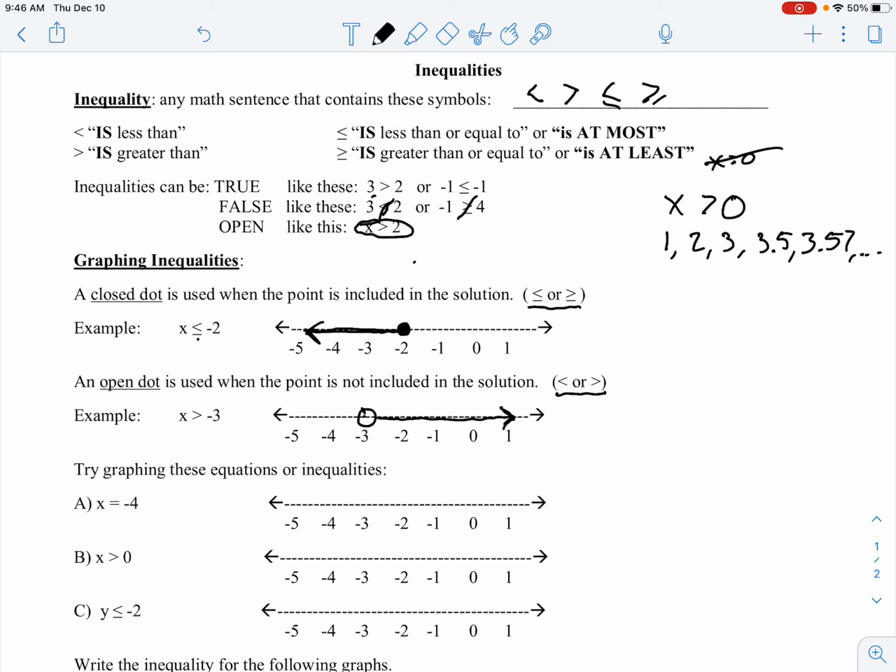So 3.01 would work, -3.01, or never mind, sorry, that's to the left, which is less than. So -2.99 would work, -2.5 would work. Everything up until that -3 point is going to be counted in our solution set.